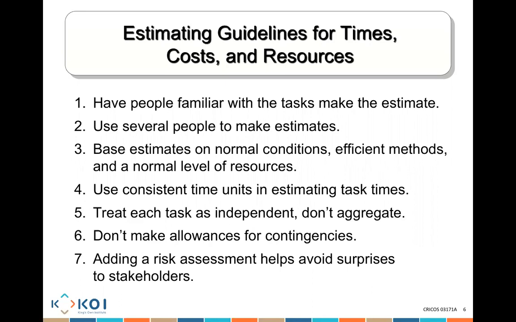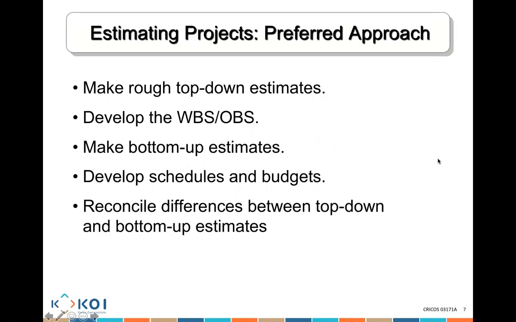Don't make allowances for contingencies. Don't say, oh, yeah, the task would usually take me 5 days, but I would like to add an extra 2 days because I believe it's going to take me more. No, don't do that. Don't create contingencies. Don't add extra time. Adding a risk assessment is another thing to bear in mind. You don't want anything that surprises you. You want to be prepared if something could go wrong so that you are able to deal with the risk, and think about that risk while you're trying to estimate the time required for a project.